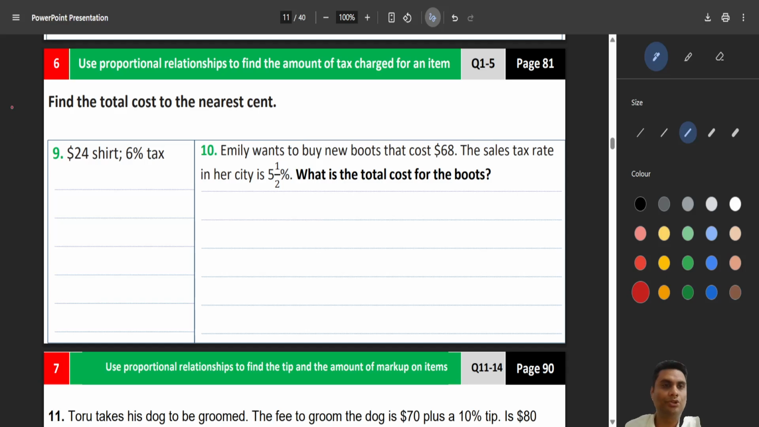Now the question number 6. Question number 6 is about using a proportional relationship to find the amount of tax charged for an item. Now we are talking about the tax here.